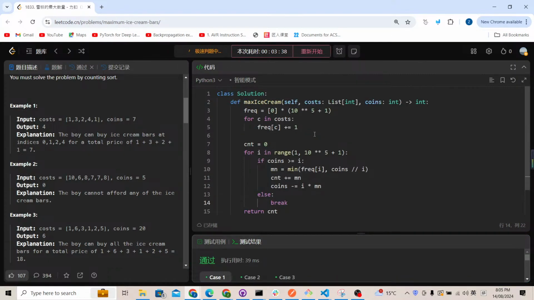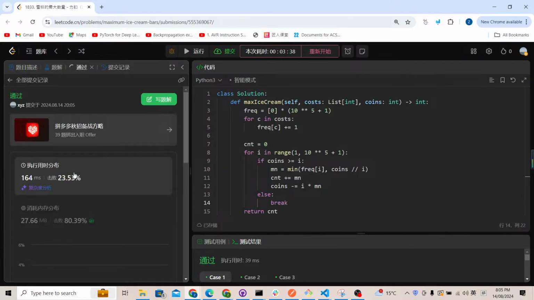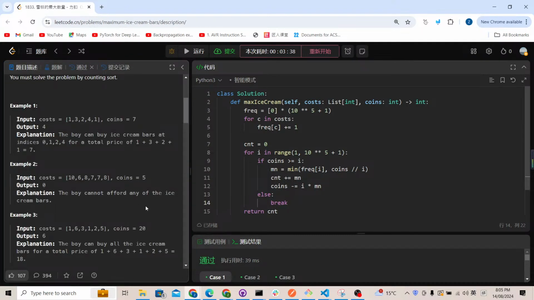Now let me submit it to check if it works. As you can see, it works and it's pretty fast, and the time complexity is O(n), because for counting sort, the time complexity is basically O(n).